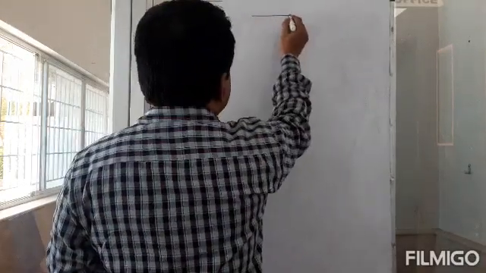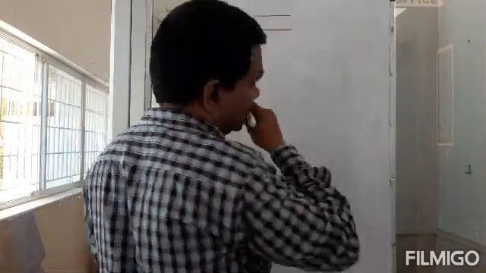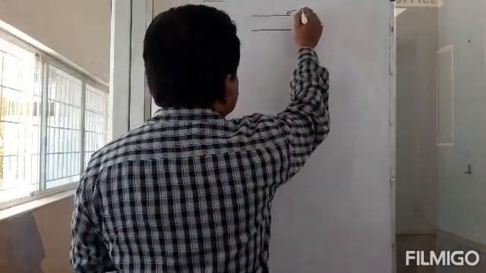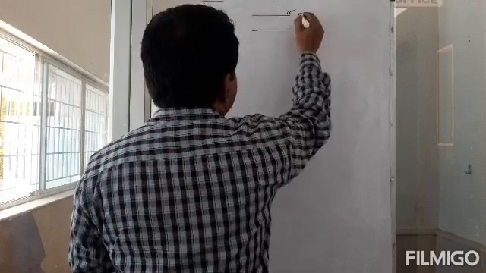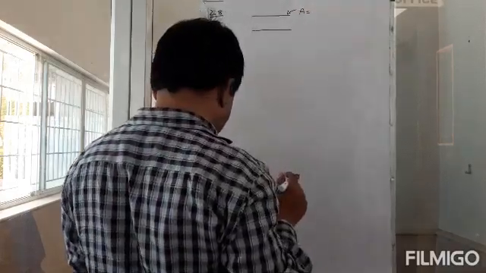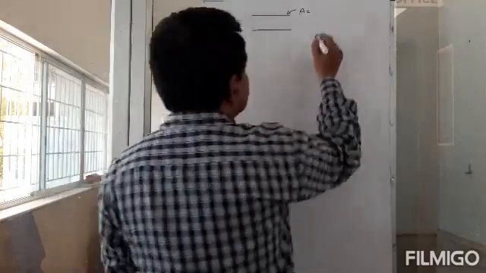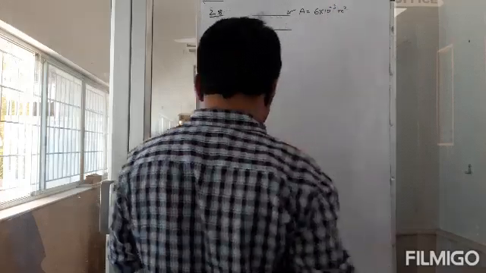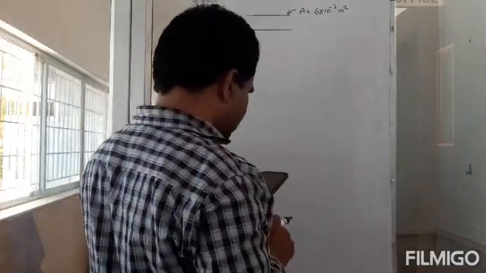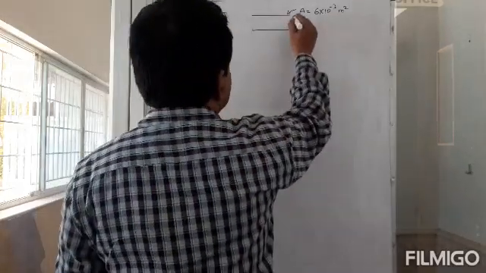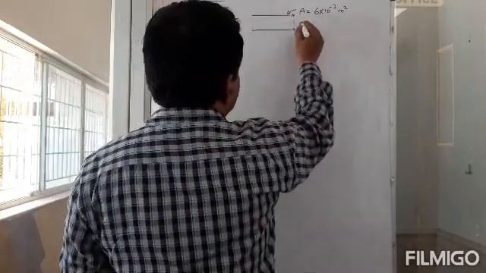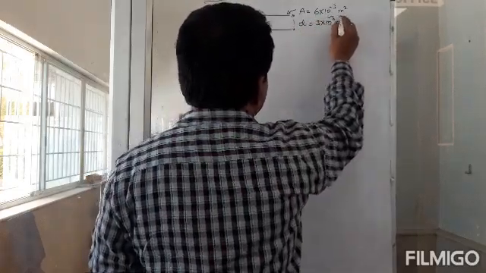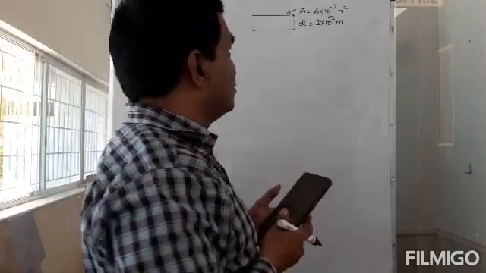A parallel plate, there are 2 parallel plates here. So it's a parallel plate capacitor, and then they say the area of this plate is A is equal to 6 into 10 power minus 3 meters squared. And the distance is 3 millimeter. The distance between them is D is equal to 3 into 10 power minus 3 meters. So 3 millimeter. That's what I said.